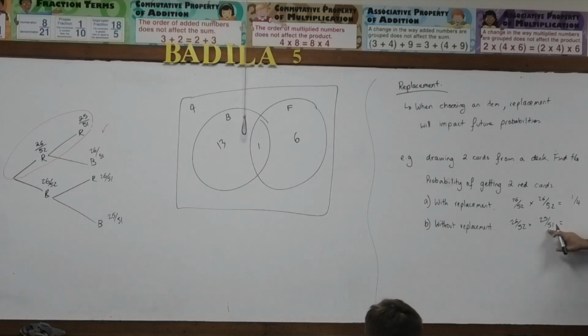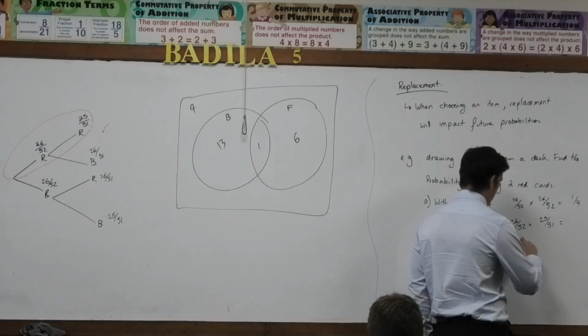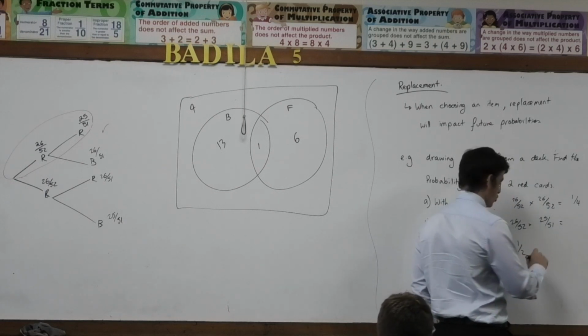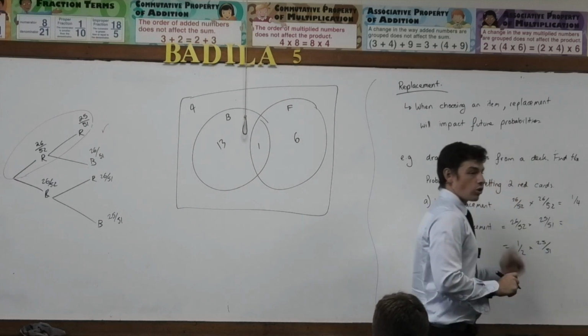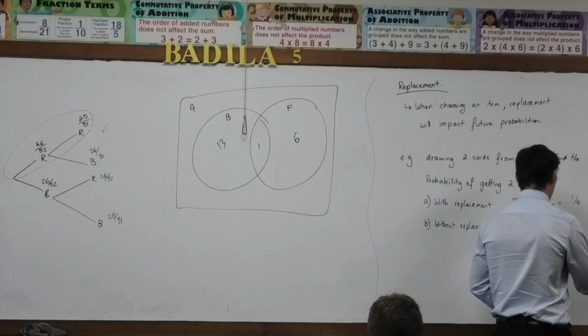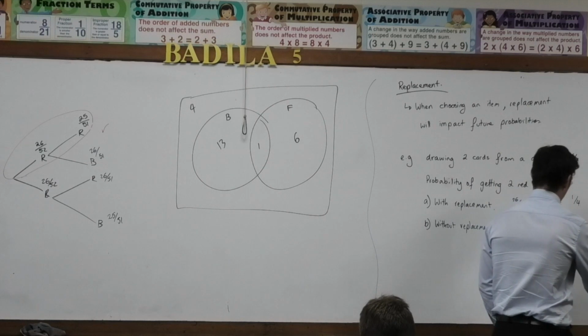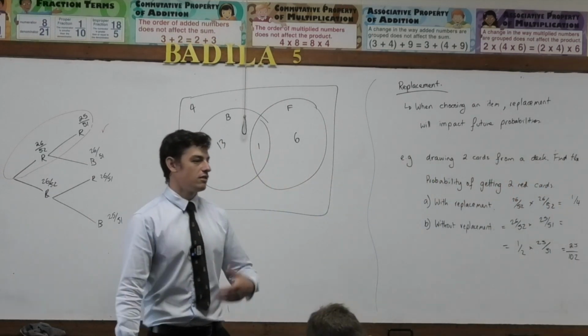I actually do know the answer. It's 25 over 102. How do I do that? Well, 26 over 52, that can become 1 over 2, correct? Times 25 over 51. It's top by the top, bottom by the bottom. What's 1 times 25? And what's 51 times 2? 102. So I could do it, but that's a nice and simple example.